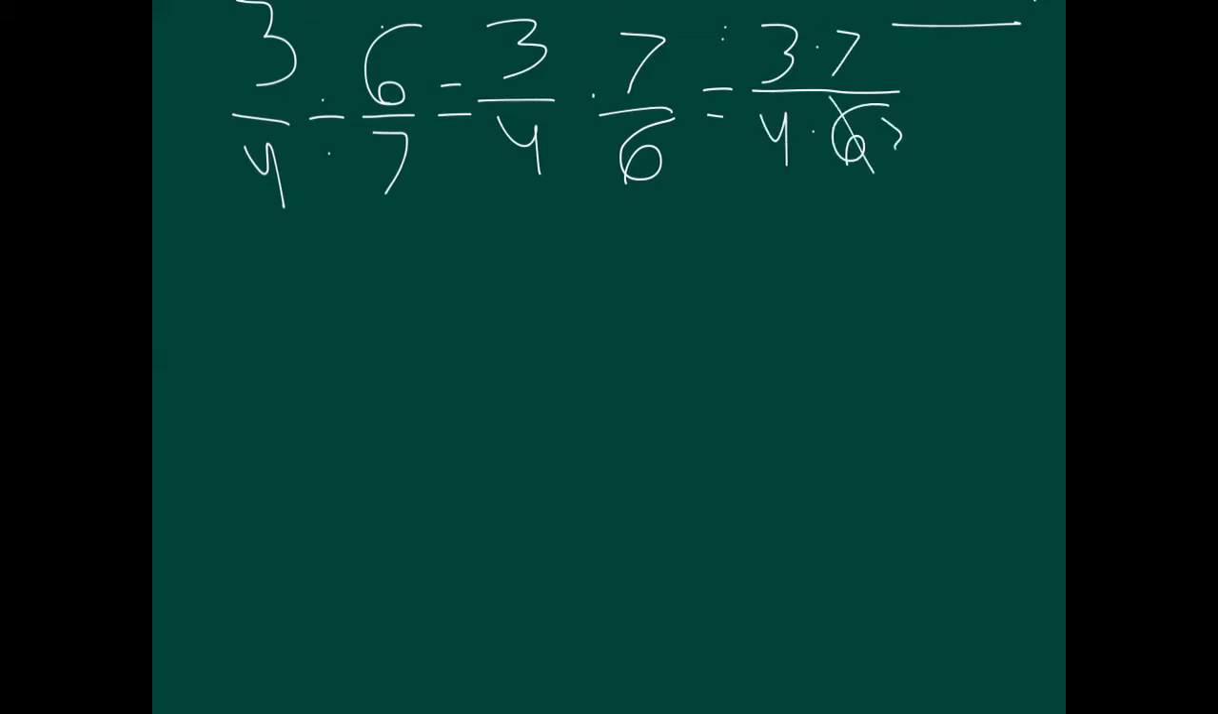Then these go into each other. So then you get 7 over 12. Then that's your answer.